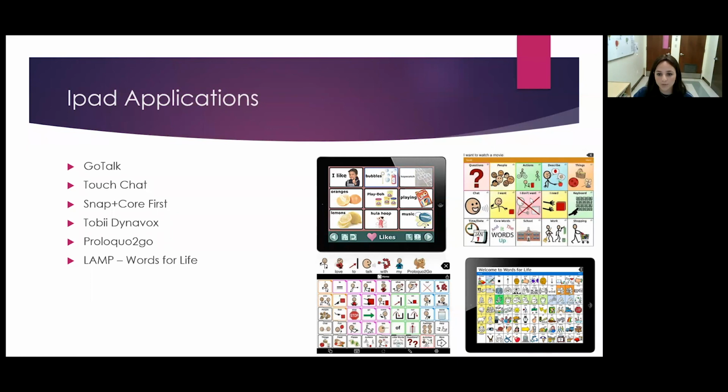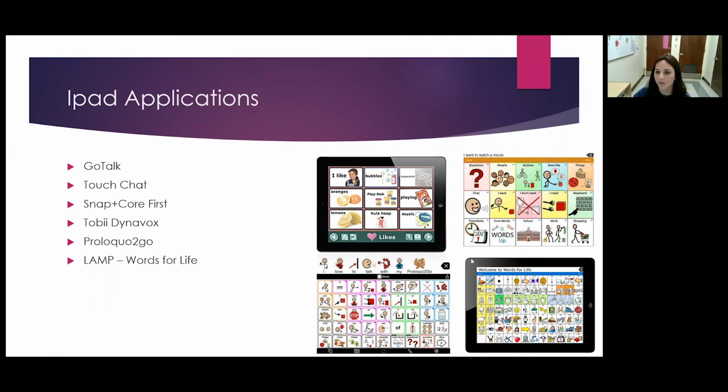There's GoTalk. This one over here, the I like bubbles, orange, Play-Doh playing, that's GoTalk. We have Touch Chat, which is at the top right over here, where the child is using a full sentence. I want to watch a movie. We have Snap Core First, we have Tobii Dynavox, we have ProLoquo2Go, which is this one. We have LAMP Words for Life. So there's really a lot of different ones. There's pros and cons to each one.